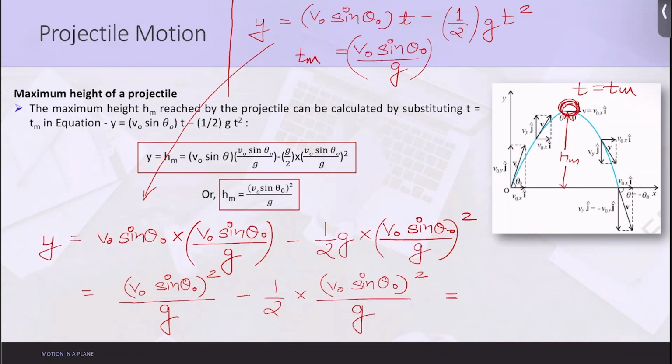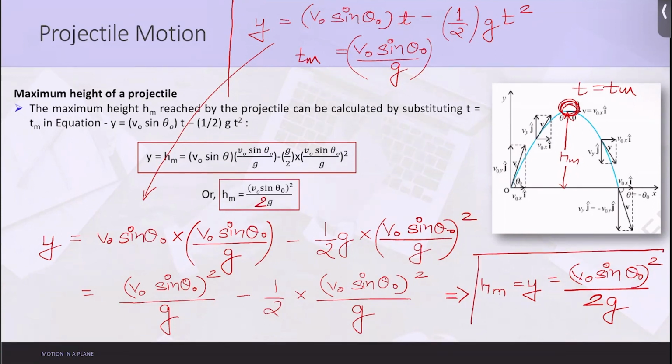Because these are both in the same scenario, what we obtain is this value of Hm, which is equal to y here, is equal to v naught sin theta naught whole squared by 2g. So that is how we obtain this result here. Therefore the final result which you obtain for Hm is nothing but equal to v naught sin theta naught whole square by 2g.